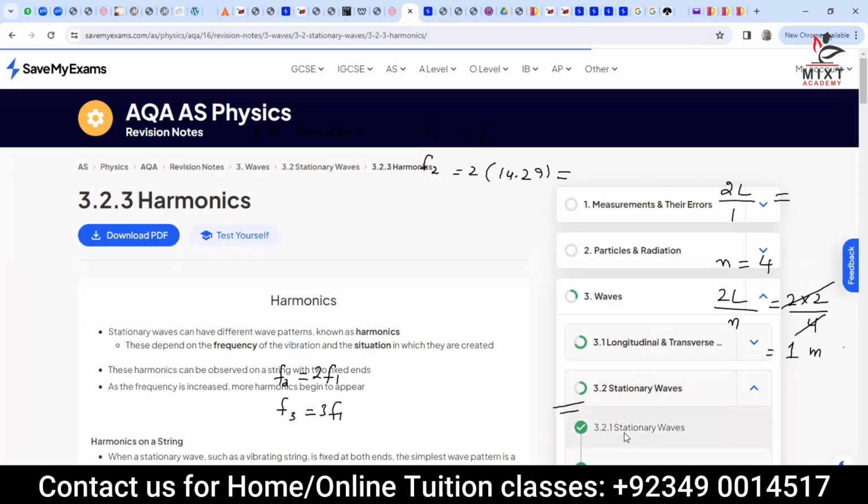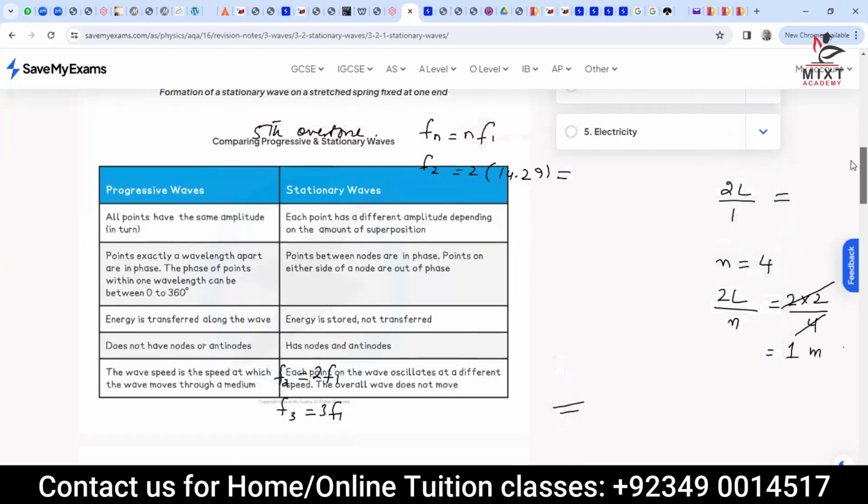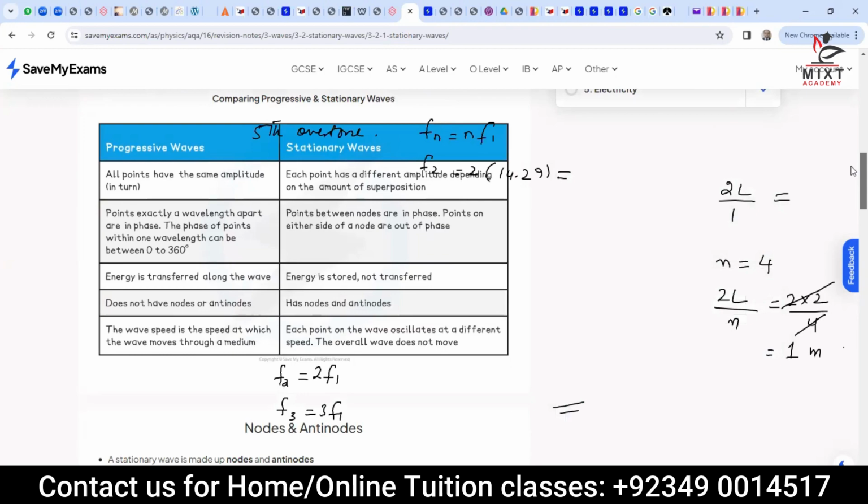Absolutely. Let's quickly go through that. The wave speed is the speed at which the wave moves throughout the medium, while in the stationary wave it's just an oscillation at different speeds. The second point is that points in phase come after 1 lambda; the phase of points within one wavelength can be between 0 and 360 degrees. On the other side, the points between nodes are in phase. The points on either side of a node are out of phase.